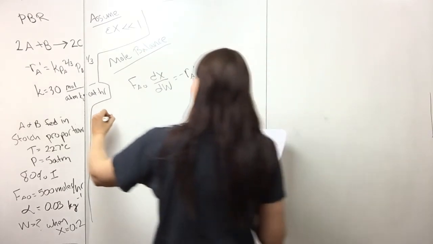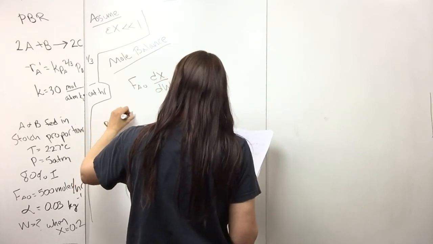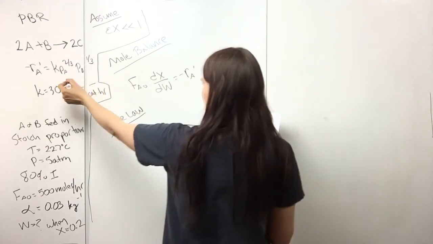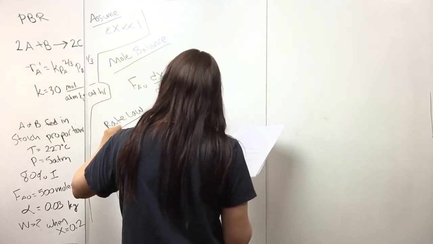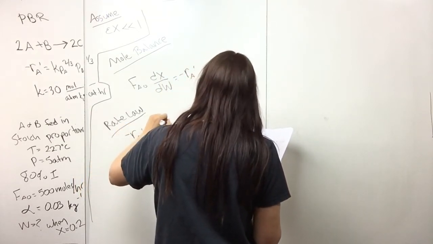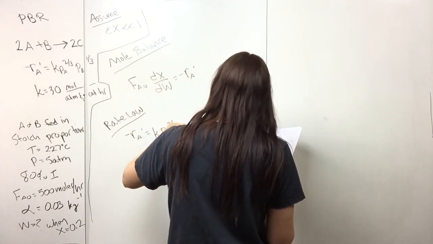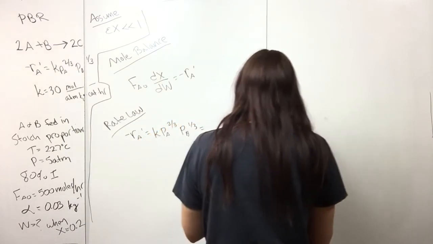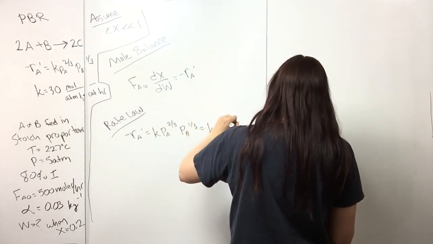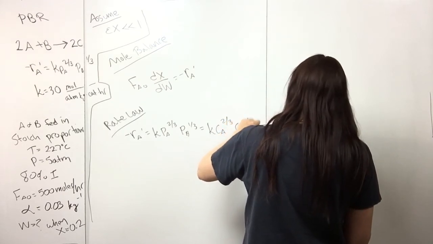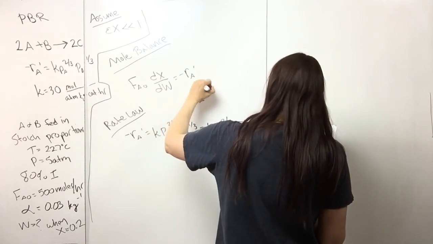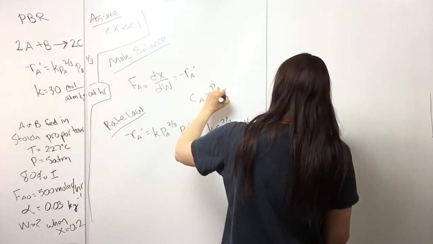Then we can write the rate law, which was already given, but I want to rewrite it so that the PA and PB are in terms of concentration. So minus RA prime is equal to K PA to the 2/3 PB to the 1/3. And this is equal to K CA 2/3 CB 1/3 RT. And that's because CA is equal to PA over RT.